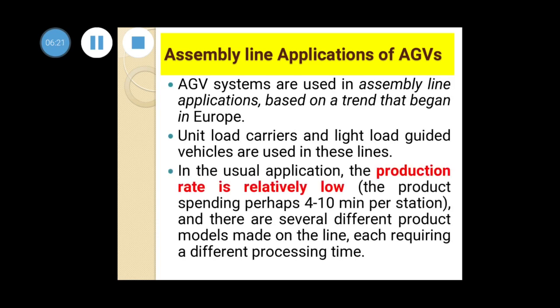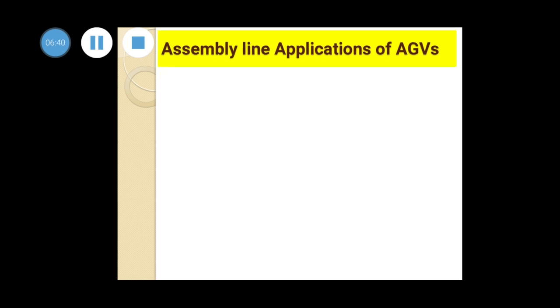AGV systems are used in assembly line applications based on a trend that began in Europe. Unit load carriers and light load guided vehicles were used in these lines. In the usual application, the production rate is relatively low, the product spending perhaps 4 to 10 minutes per station. And there are different product models made on the line, each requiring a different process time.